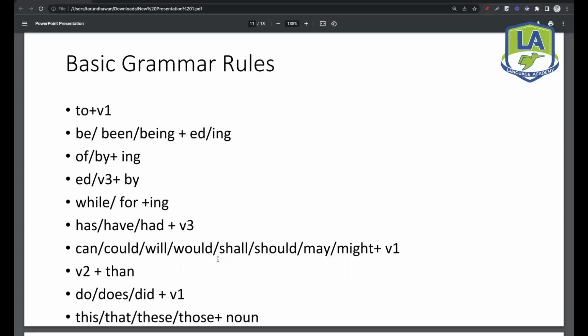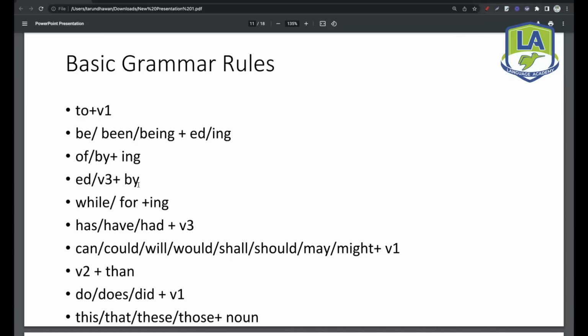If we have a blank after be, been, or being, any of the three words, the only options are third forms or continuous forms, which means ED or ING forms of verbs. If we have a blank after of or by, you have to fill that blank with ING form of verb always. For example, the task of completing the assignment. It cannot be the task of complete the assignment. It will always be ING form of verb.